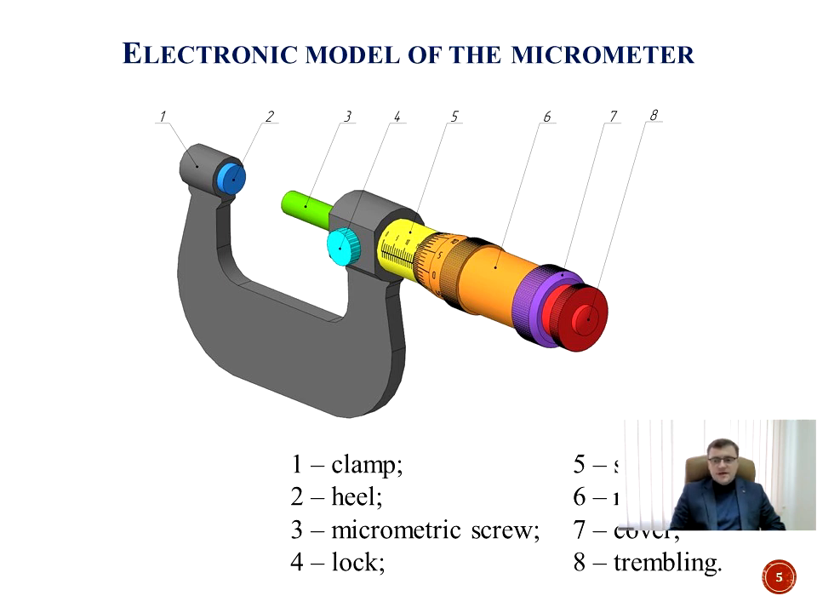The object of study of this program is a micrometer. Therefore, the development of the program continues with the design of the electronic model of the micrometer. Slide number 5 shows the electronic model of the micrometer developed in CITEd system Compass 3D.